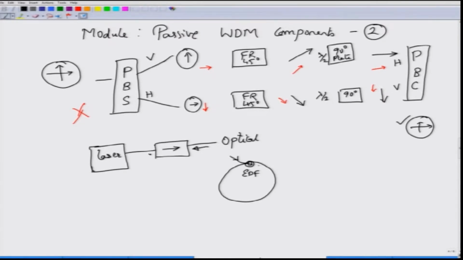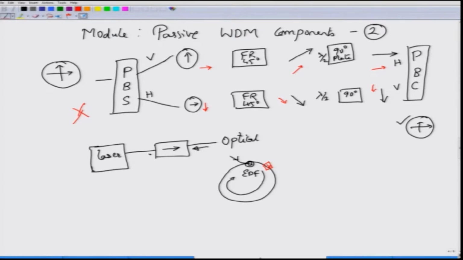Now, I somehow want to create unidirectional propagation, that is, I want my signals to propagate only clockwise. What I do is simply put an isolator here which will carry signals only in this way, because any reflection will be filtered out by the isolator. So, this is essentially where isolators are extremely useful.